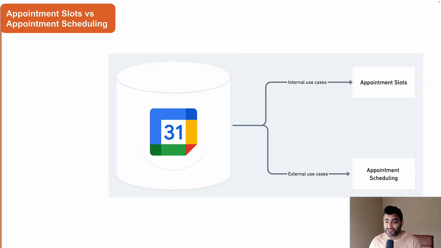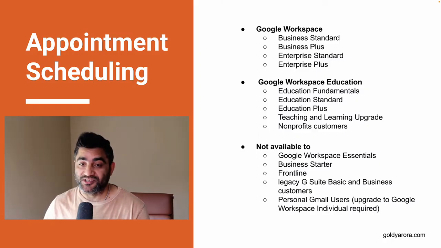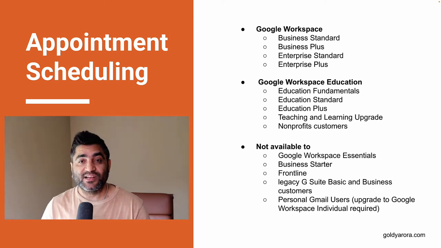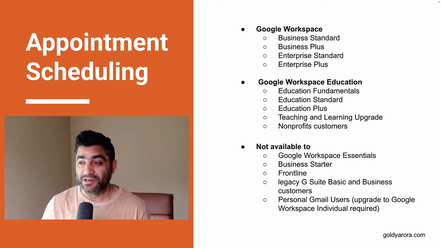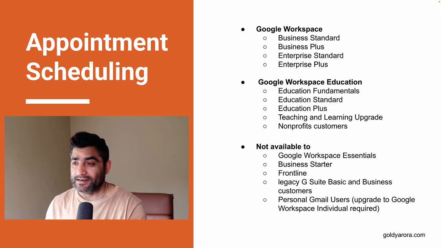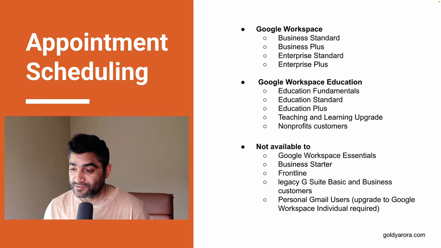Now, before I show you the demonstration, just a quick thing on logistics. Appointment scheduling feature is available in following editions. So if you have Google Workspace, till the time you're running Business Standard Plus or Enterprise Standard Plus, you're all set. Google Workspace Education, there are editions listed which you must have in case you need this functionality. It is not available to certain Google Workspace and legacy G Suite business and basic customers.